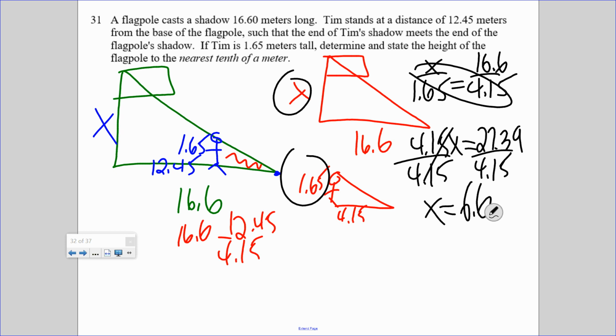Doesn't seem right. Let's take a look at what we did here. My flagpole is 16.6. Tim is 1.65. That's 16.6. Flagpole is X. Oh, no, that's right. What am I talking about? The nearest tenth, 6.6. All right.